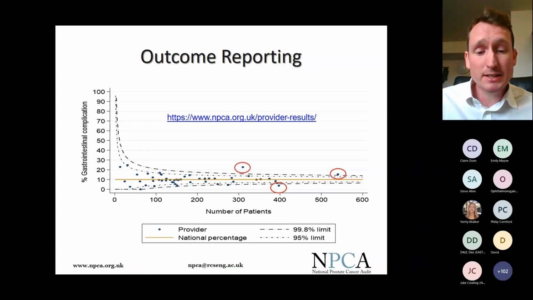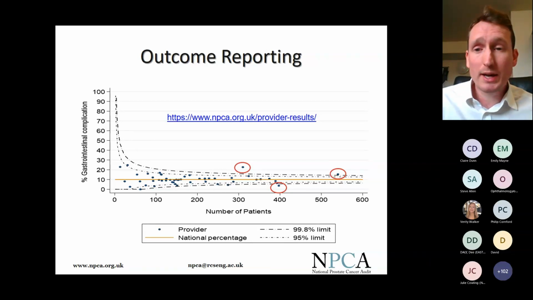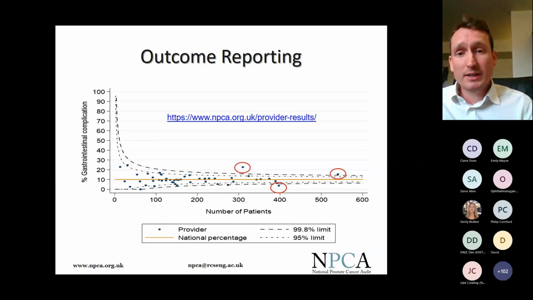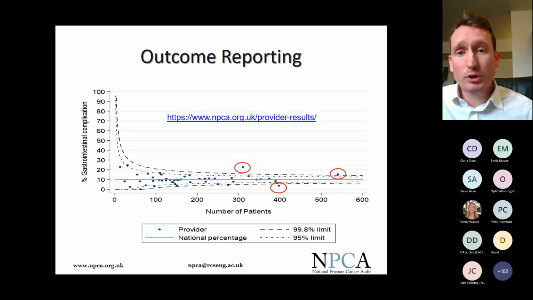And then this is fed into our outlier process, whereby each centre gets a full breakdown of their data, which they can perform their own sense checking on and make changes to practice where and if appropriate. So that's the website there for the National Prostate Cancer Audit, where anyone can log in and find out their specific provider results. You type in the hospital that you work at, and it will tell you a full breakdown of the whole range of hospital-level performance indicators we produce.